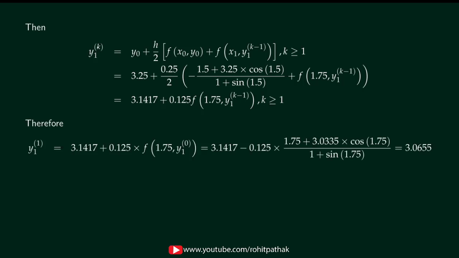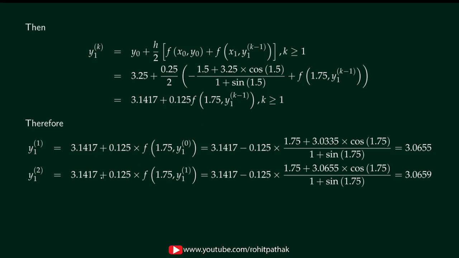Now use this. So y1(1) is 3.1417 plus 0.125 into f(1.75, y1(0)). y1(0) is obtained using Euler's method. So if we calculate this, we find that this is equal to 3.0655. So this is a better approximation to y1 as compared to y1 obtained in Euler's method.